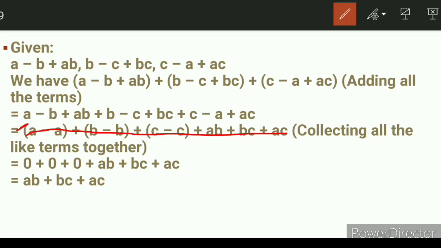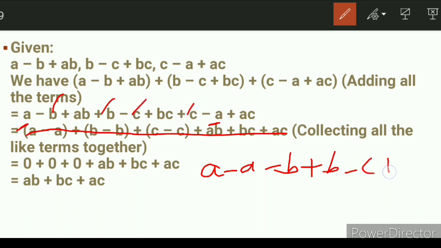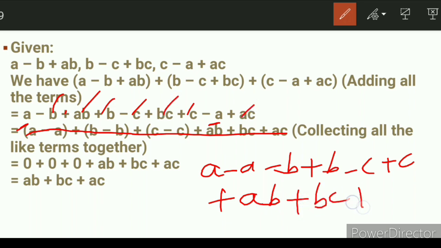First the a terms. Here we have minus a. Next the b term: minus b, here plus b. Next the c term: minus c plus c. Next the ab term: ab, that is single, so we write as it is. In front of ab what sign is there? Plus sign, so plus ab. And bc also single, plus bc, ac also single, right?